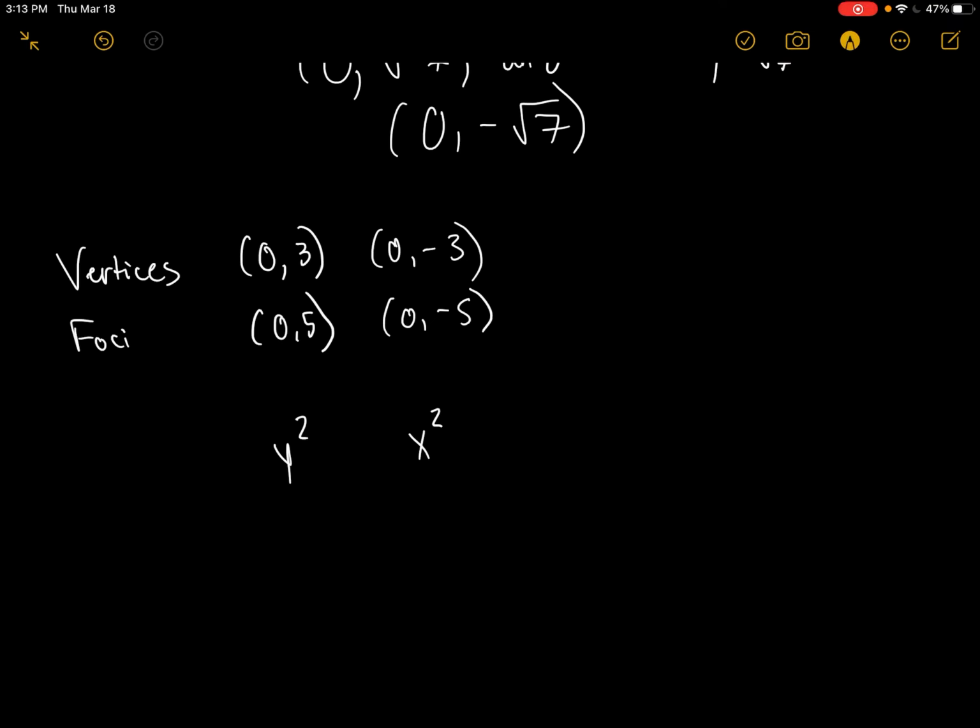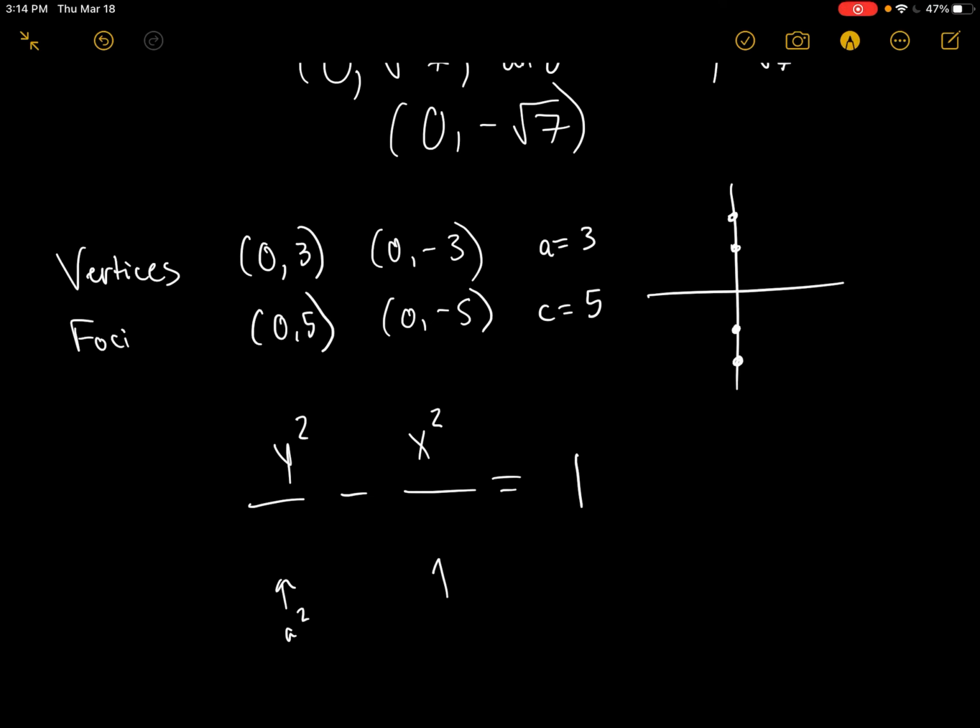So we're just using our x squared and y squared model. Secondly, y squared has to go first because our vertices and foci are on the y-axis. That's going to be our transverse axis. So below these, we can put the answer to a squared and the answer to b squared. So a squared comes first, that's up there, and then b squared goes right here.